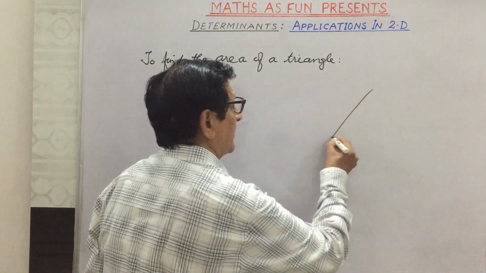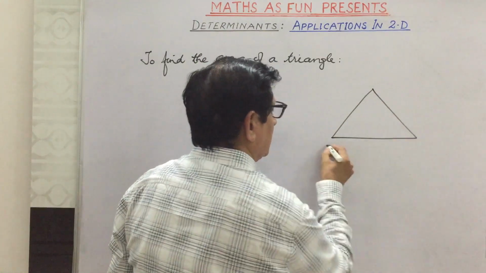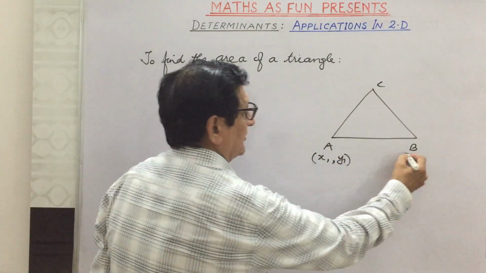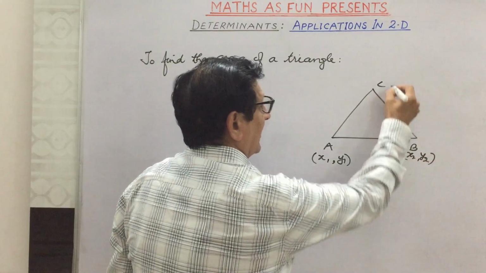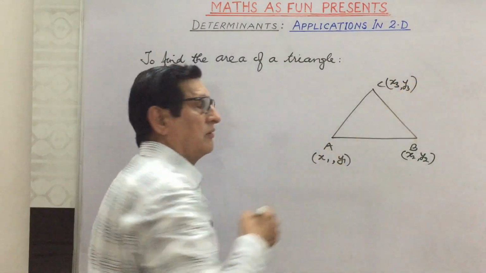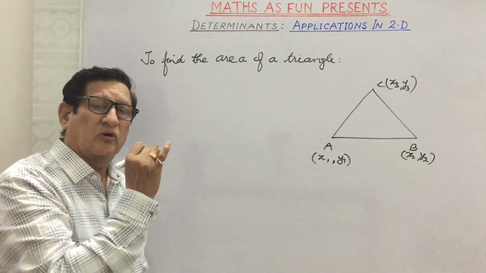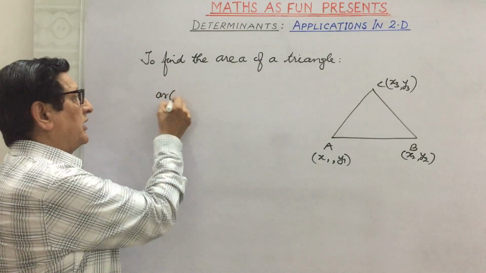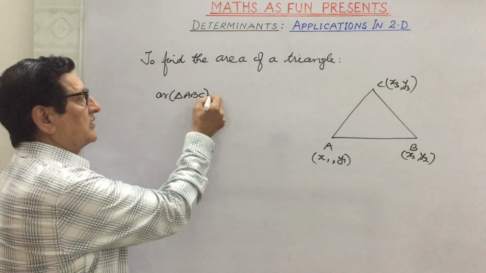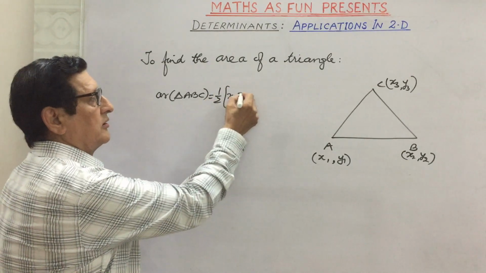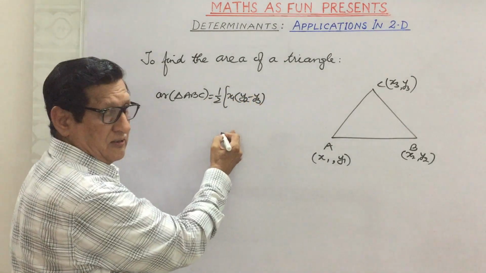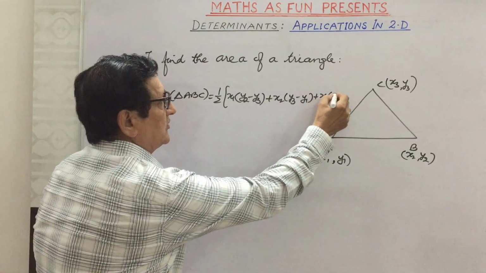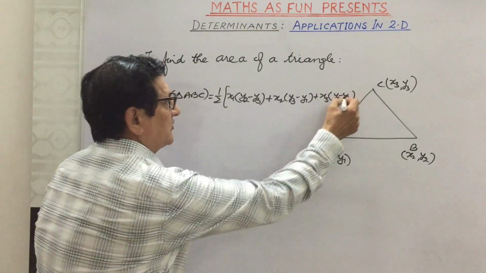Suppose there is a triangle ABC and the vertices of this are x1 y1, x2 y2 and x3 y3. In coordinate geometry we have already learnt how to find the area of this triangle by using the formula: area of triangle ABC is half into x1 into y2 minus y3 plus x2 into y3 minus y1 plus x3 into y1 minus y2.